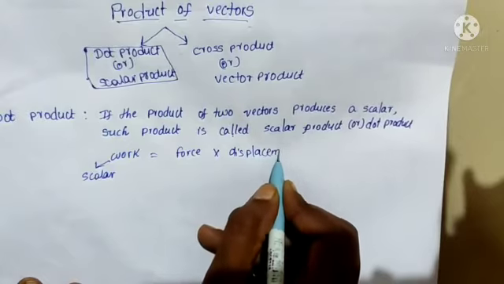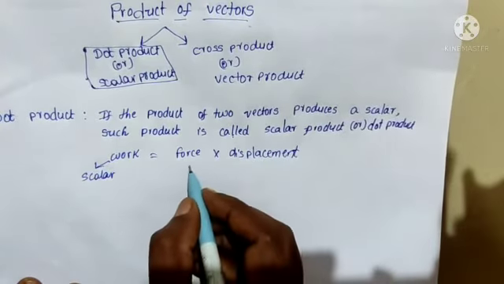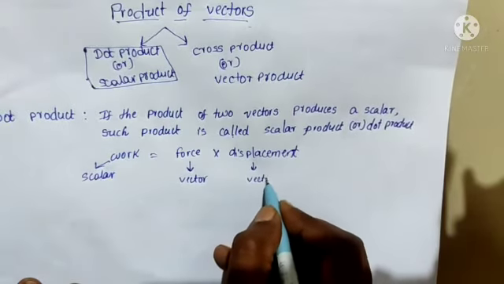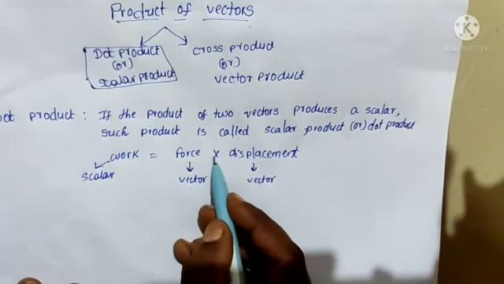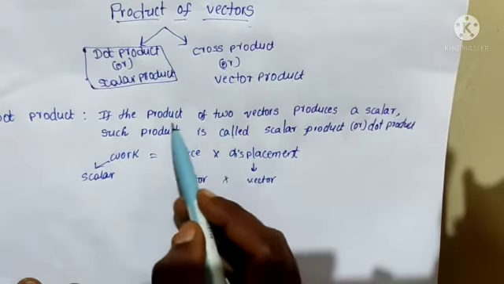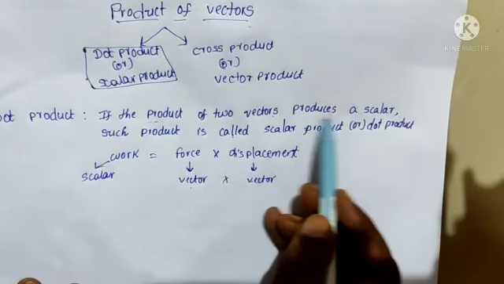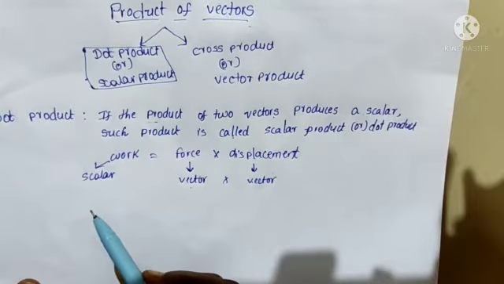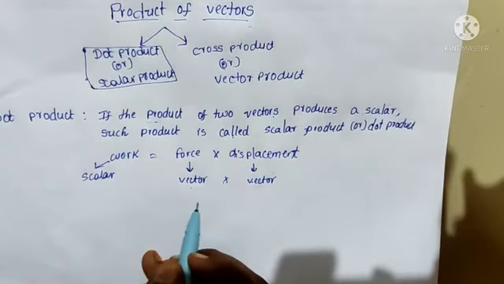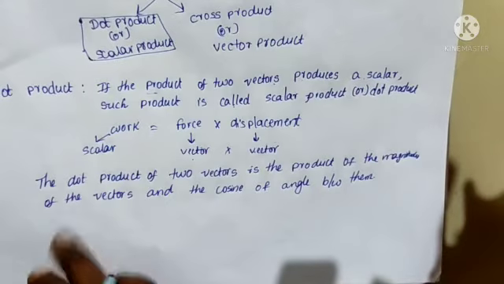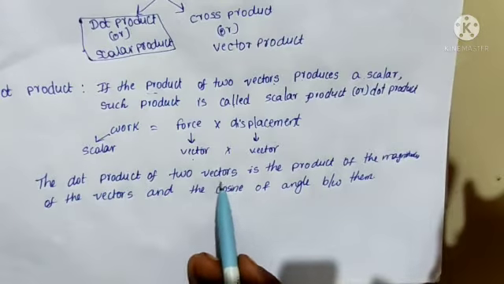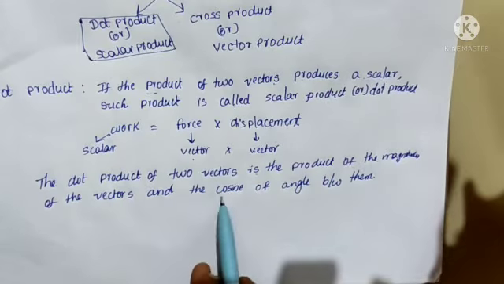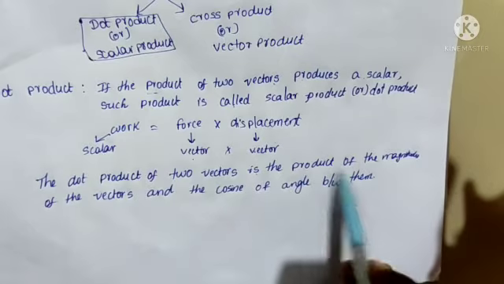Here force is a vector quantity and displacement is also a vector quantity. That means the force and displacement both are vectors. So the product of two vectors produces a scalar. Force is a vector, displacement is a vector, both are multiplied, and the resultant is a scalar. Now see how you can represent that. Dot product of two vectors is the product of the magnitudes of the vectors and the cosine of the angle between them.